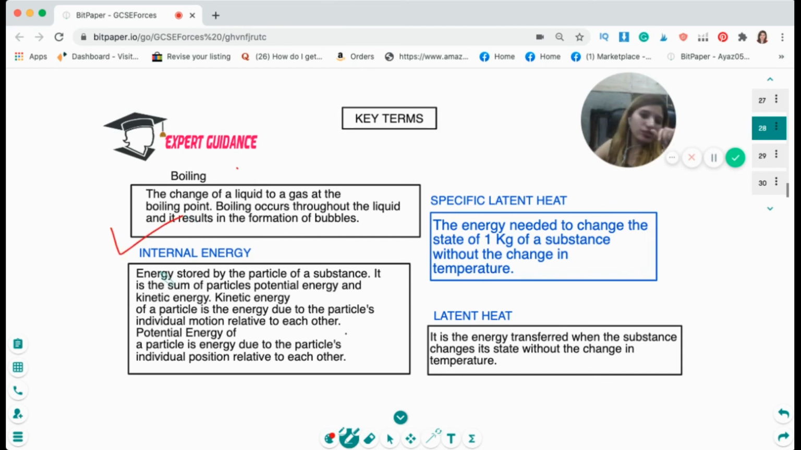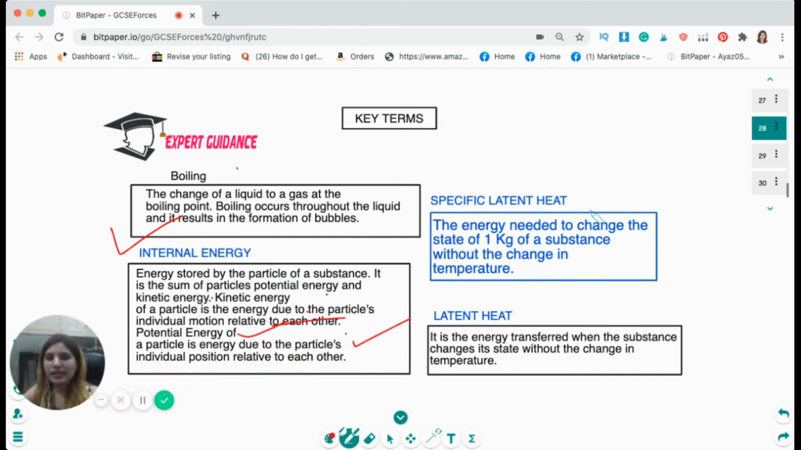Internal energy is the energy stored by the particle of the substance. If you remember, we discussed it as a sum of kinetic energy and potential energy, whereas kinetic energy is the energy due to the particles' individual motion relative to each other, and potential energy is the energy due to the particle individual position relative to each other.